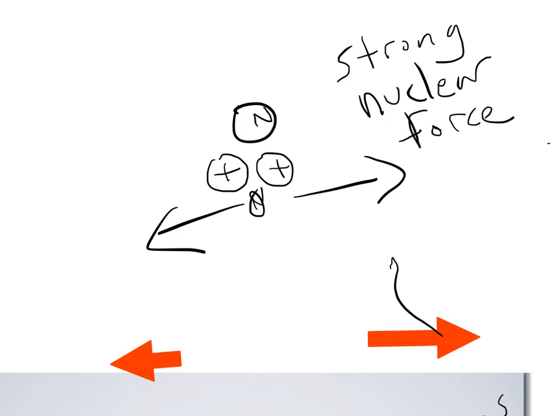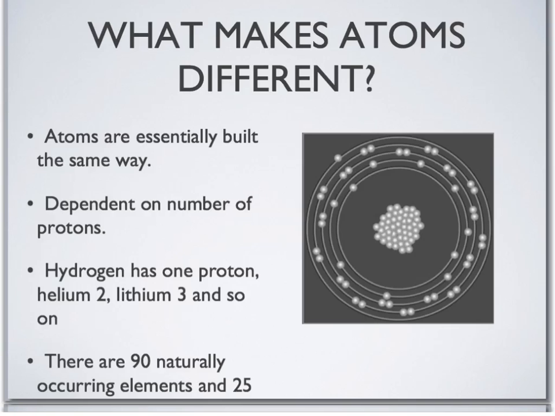And basically what you have here, the neutrons are kind of like the glue of the nucleus of the atom. And so we have to have those neutrons in there to keep the protons from breaking apart because they have the same electrical charge.